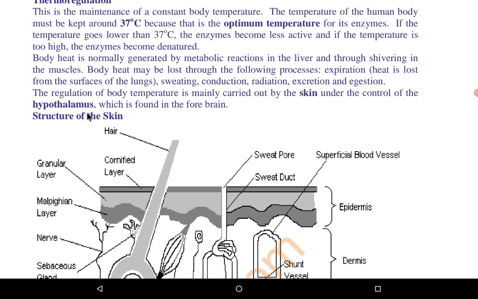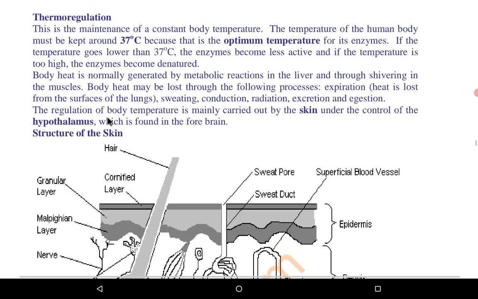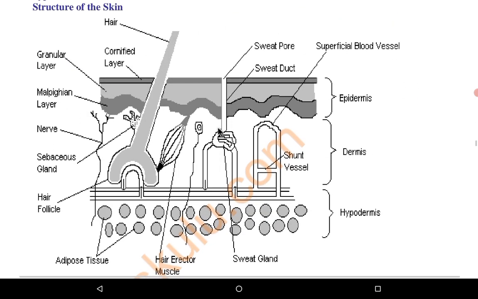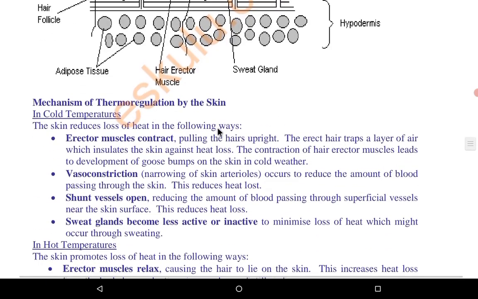So the regulation of the body temperature is mainly carried out by the skin under the control of the structure of the skin. Okay, so the skin controls. So let's see how it does. So this is how the skin actually looks when it is zoomed in. We'll come to this. So the mechanism of thermoregulation by the skin.